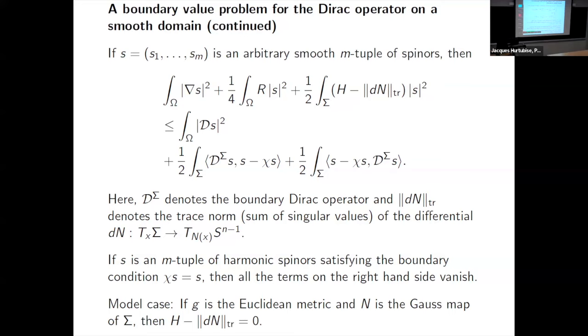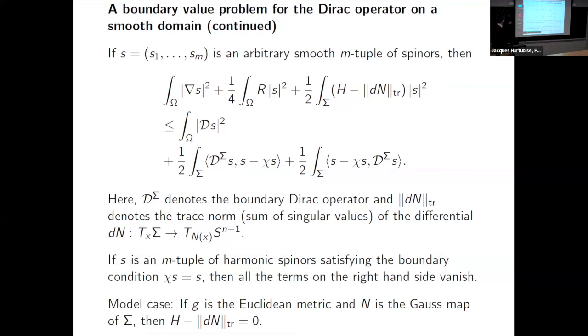And then the last term on the left-hand side is a boundary term, a boundary integral, which involves a difference of two quantities. The first one is the mean curvature of the boundary, and the second one is the norm of the differential of n. Let me tell you what I mean by this norm. This n maps the boundary to S^(n-1), and this Dn is the differential that maps the tangent space at a point x on the boundary to the tangent space at the image point n(x) on the sphere.